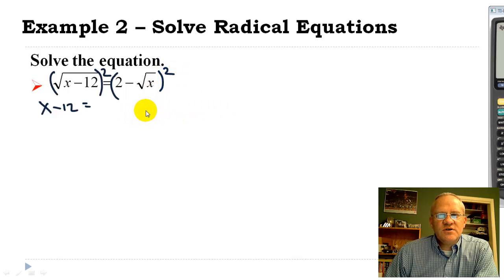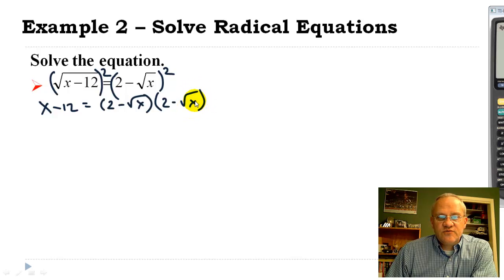And remember what I've been talking about a lot? If you have some sort of a binomial squared, what do you have to do? Write it twice and FOIL it, okay? We're going to have to do the same thing here. So that's why this isn't going to be the greatest, but it's not too bad. So really I've got 2 minus the square root of x times 2 minus the square root of x. I'm going to have to write it twice, and I'm going to FOIL it here.